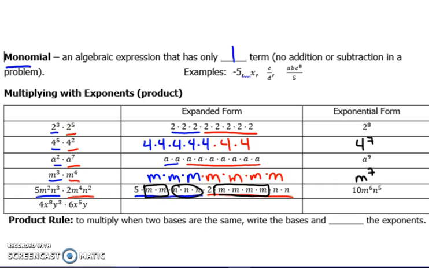I have 3 n's here and 2 n's here. That gives me n to the 5. They're different variables, so we cannot combine them together.